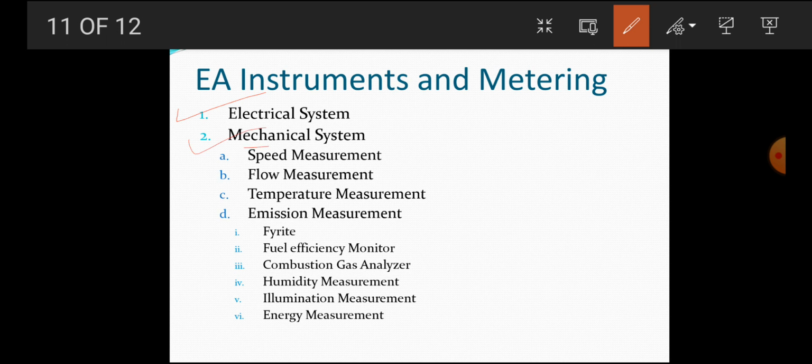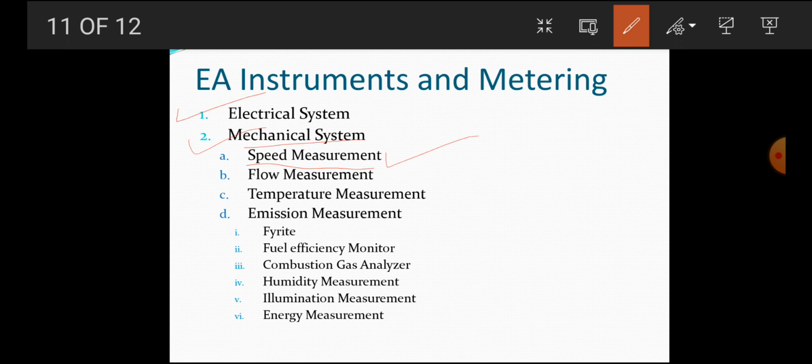Then mechanical systems. Various parameters such as temperature, speed, fuel efficiency, emission parameters, flow parameters, humidity parameters, and radiation, all of which we measure with different instruments. So let's start with the first, that is speed measurement. We can measure speed with the help of two types of measurement devices, that is contact and non-contact type.